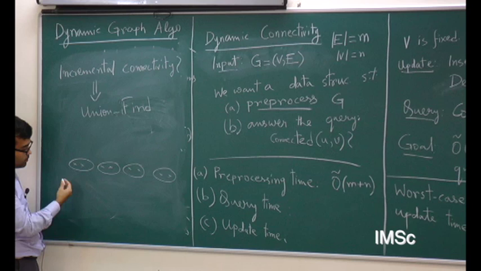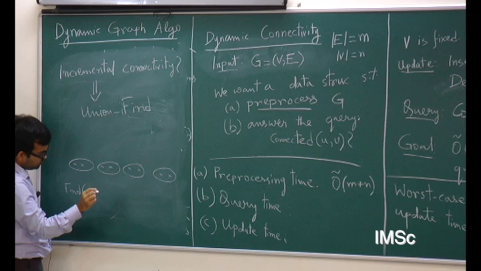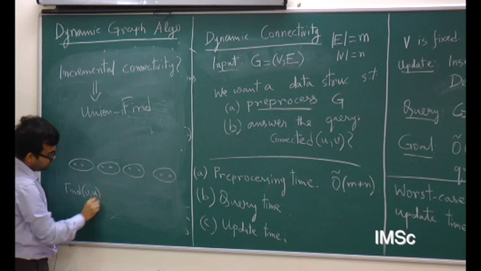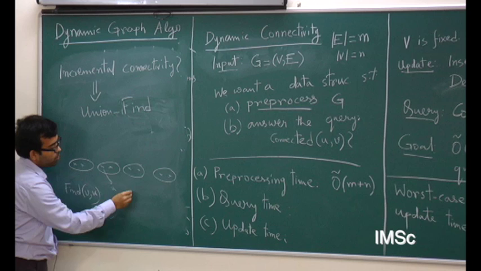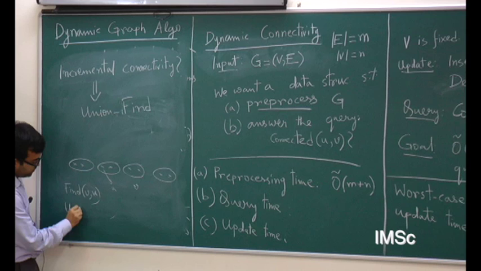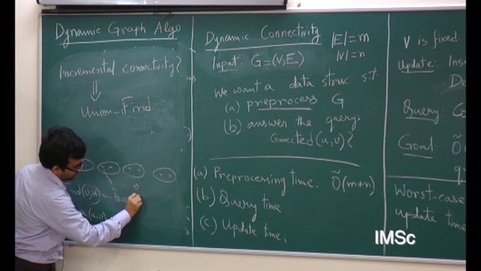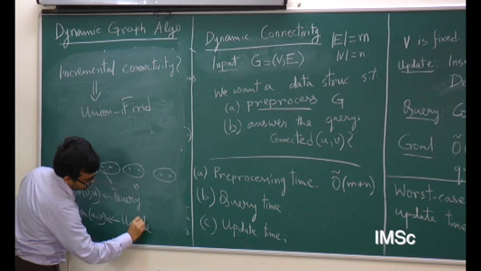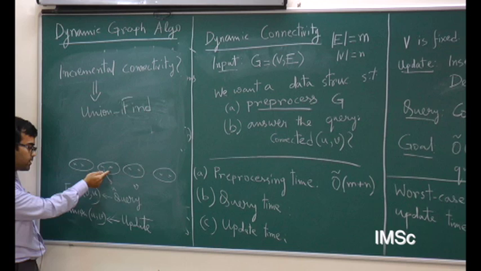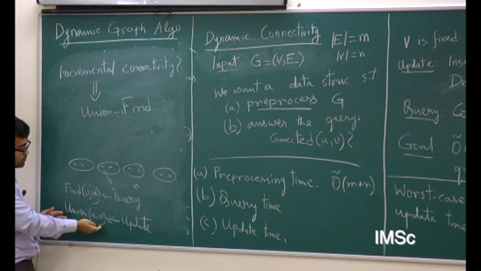You can have two operations. One is the find query. So what is find v? Or you can say find u and v. I am giving you two objects, u and v. They lie somewhere. Do they belong to the same subset or not? And the other one is the union operation. So this is the query and this is the update. When you say union u comma v, it looks at the set that contains u, looks at the set that contains v, and merges them into a single set.